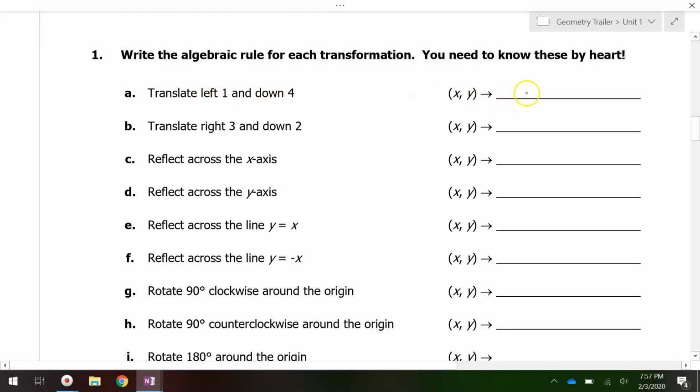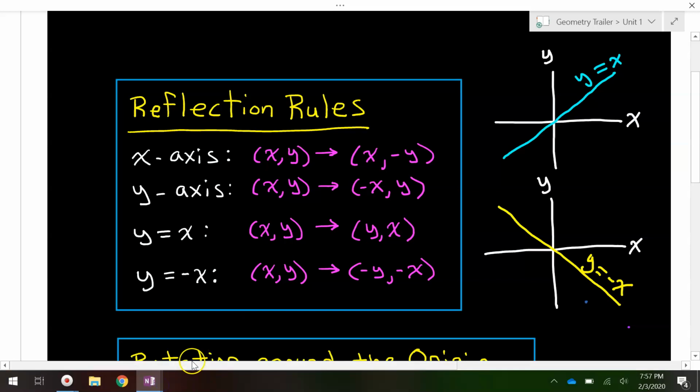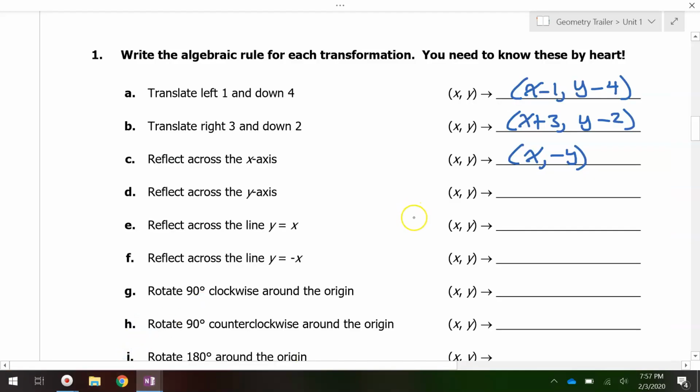So left 1, down 4. That would be x minus 1, y minus 4. Right 3, down 2. So right 3, that would be x plus 3. Down 2 would be y minus 2. Reflection across the x-axis. That is going to be x, opposite of y. I'm just copying off the chart, people. Copying off the chart. Well, in my mind. Because I have it memorized, and so should you.